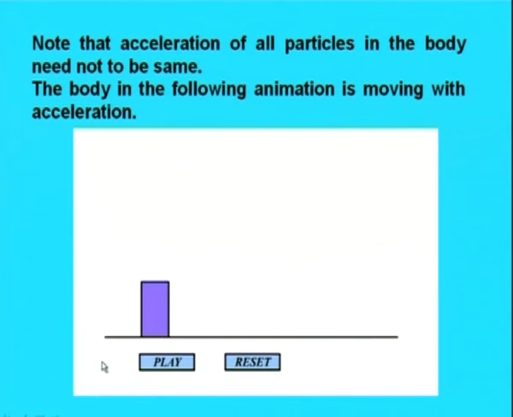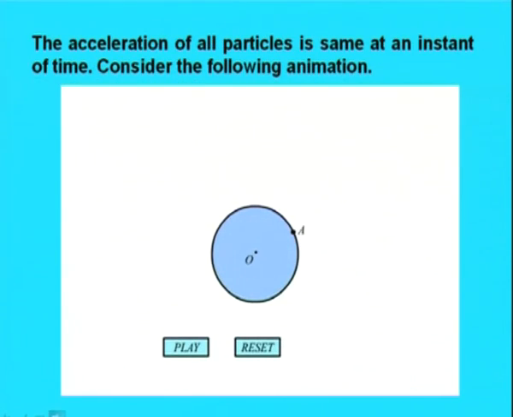Now, it has to be noted that the acceleration of all particles in the body need not be the same. The body in this animation is moving with acceleration. You can see in the animation that this is undergoing rectilinear motion, that means this body is moving in a straight line, and in that case all particles are moving with the same velocity and the same acceleration. So, if we talk about the acceleration of the mass center or of any other particle, that does not matter.